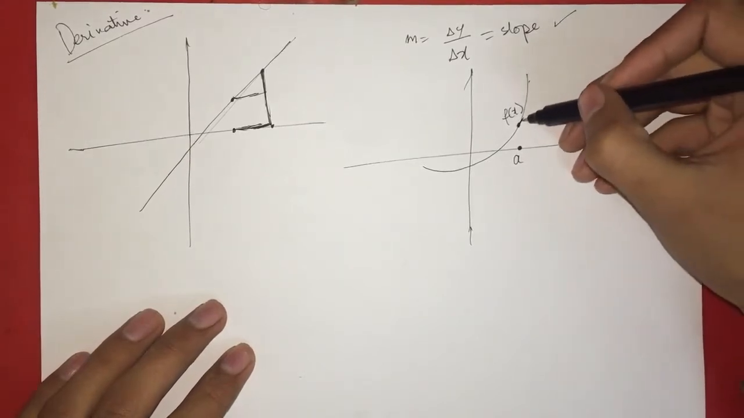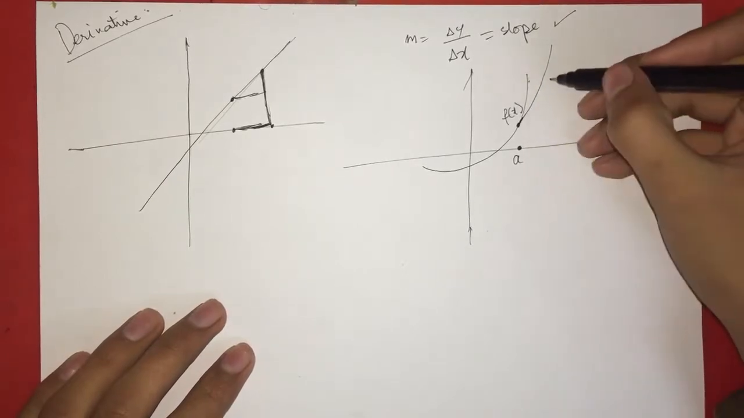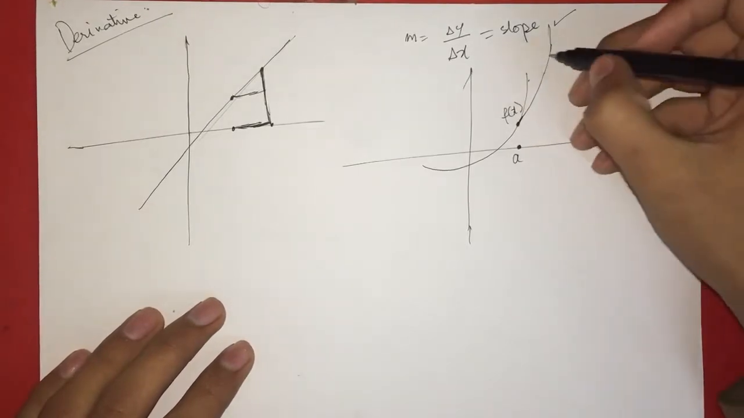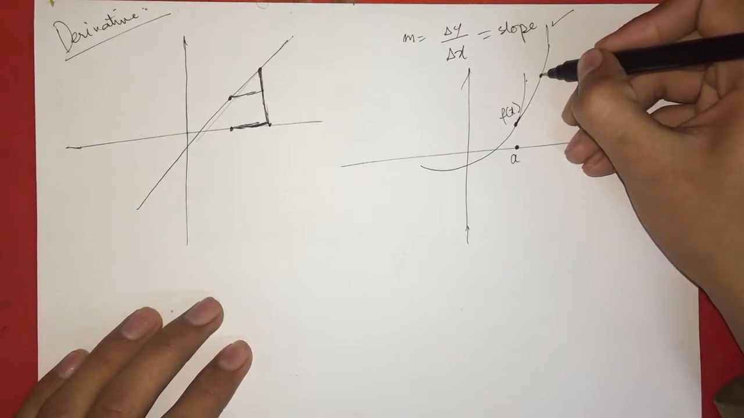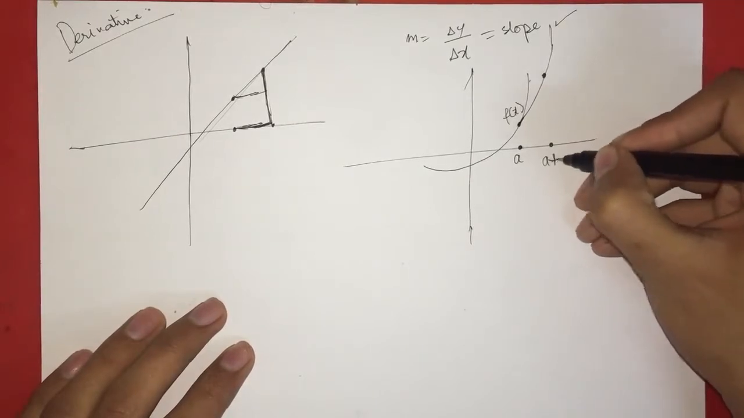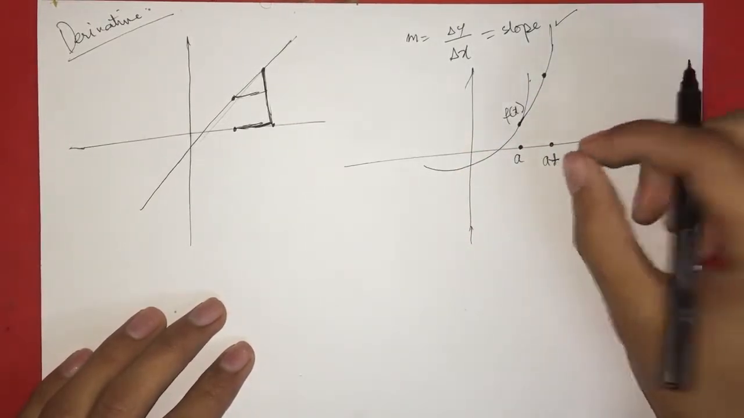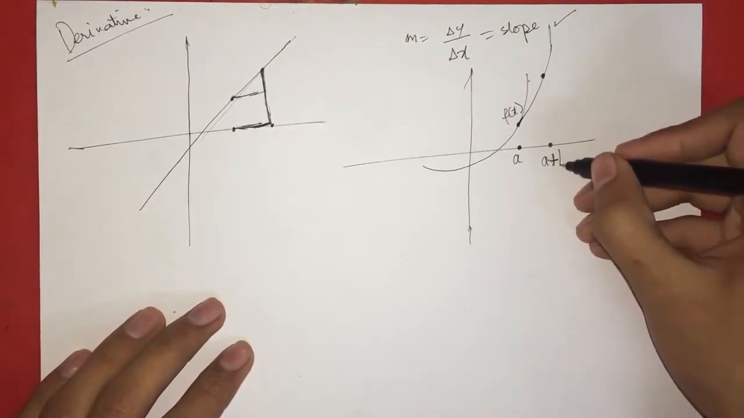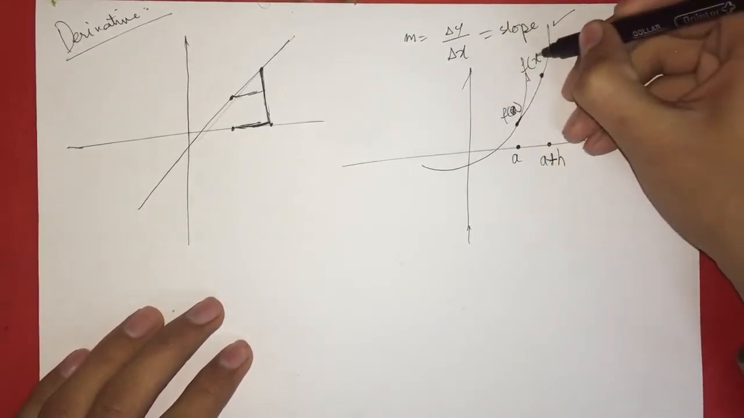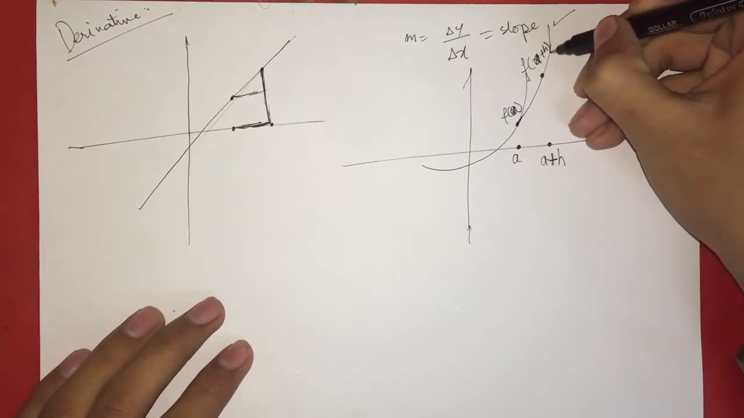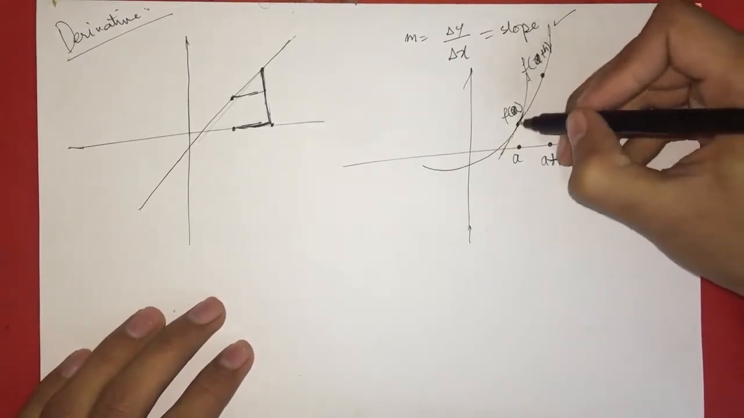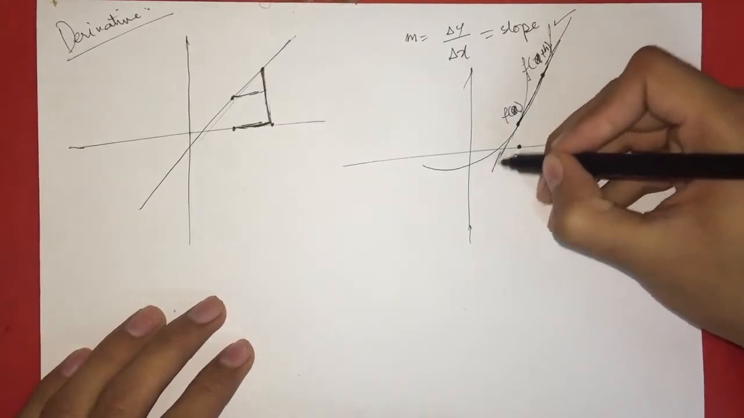Alright, so let's do it like this. Now I also take 2 points. So I take a point here, and I take another point here as well. That will be a, and a plus anything, because it's greater. So I add a small bit with a. So it will be a plus h, and it will be f of a plus h. Now I join the 2 points, and I'll get a secant line because it's touching at 2 points.